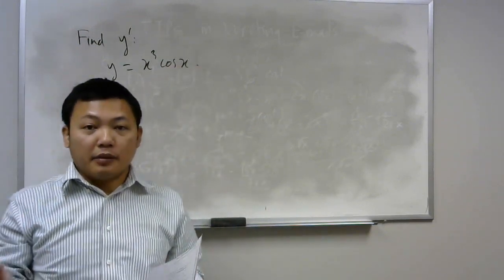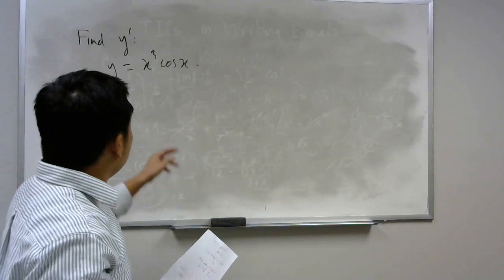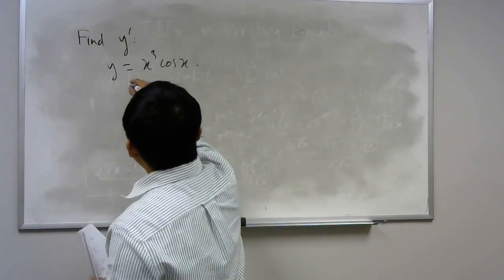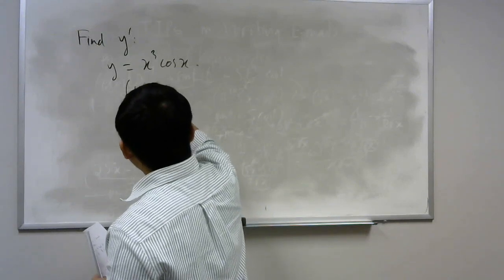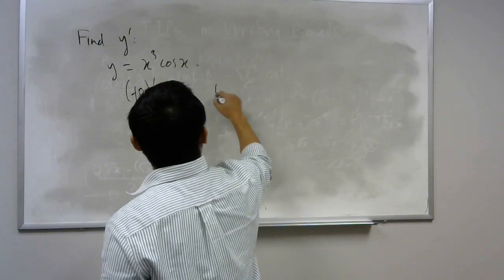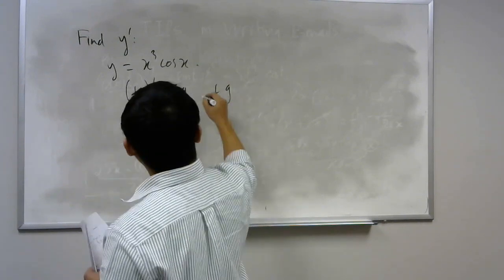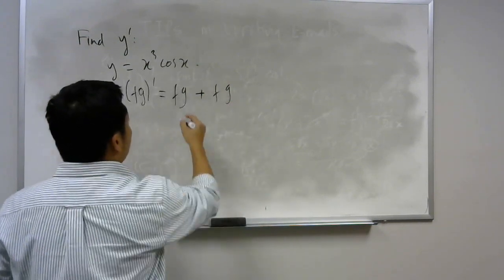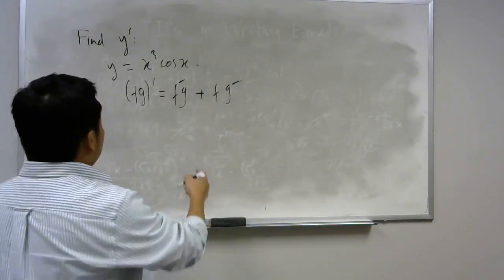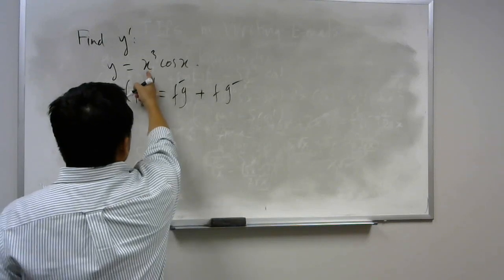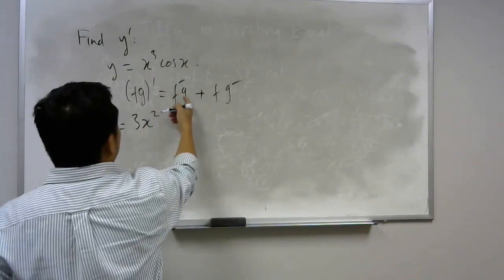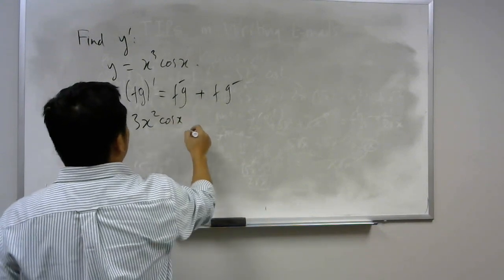We have a product of two functions, so in order to find the derivative of this, we need to use the product rule. I write the product rule: y equals f times g, the derivative is f prime g, plus f g prime. Since this is a product, I write plus in here. In this case f is x cubed, the derivative of x cubed is 3x squared, multiplied by g, which is cosine of x.